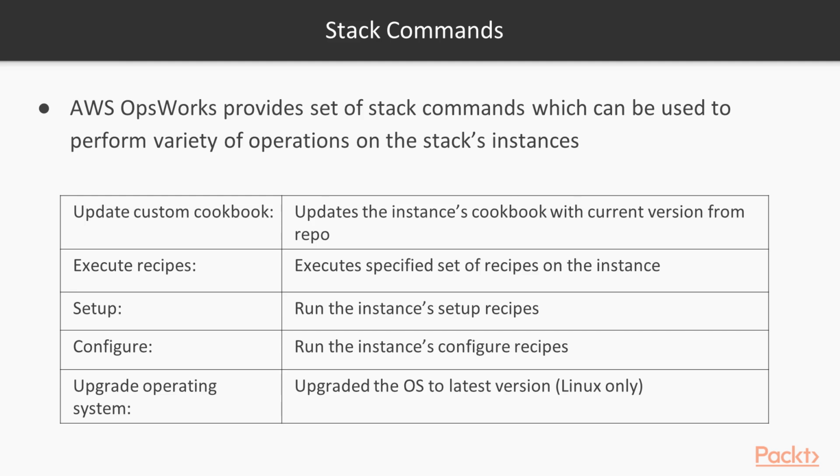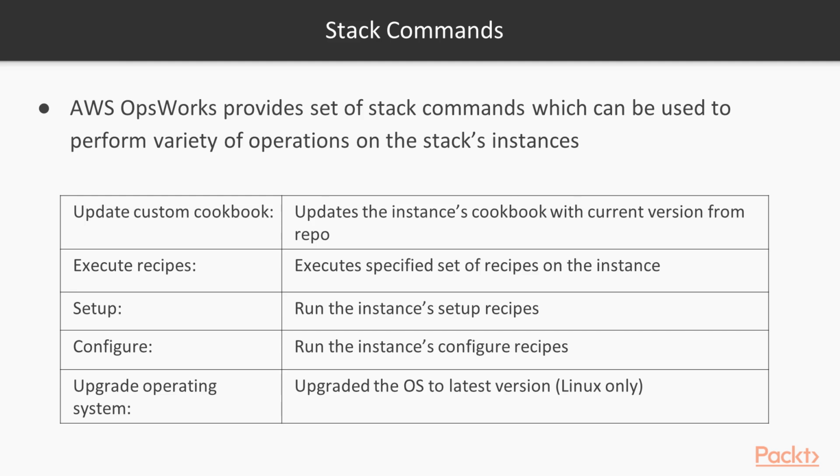As we have discussed, there are a total of 5 stack commands available. The first stack command is update custom cookbook. This would update the instance's cookbook with the latest version from the repository. It might be possible that you have updated the repository where your Chef cookbooks are. If you do update custom cookbook, it will update the instance cookbook with the latest version. Do remember, during this phase it will not execute that cookbook, it will just update it with the latest version. From the name itself you can tell that this will update the cookbook version.